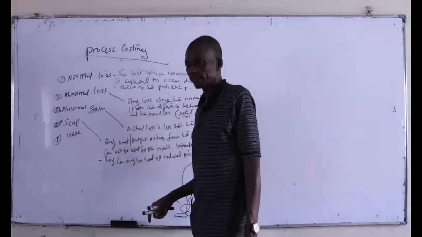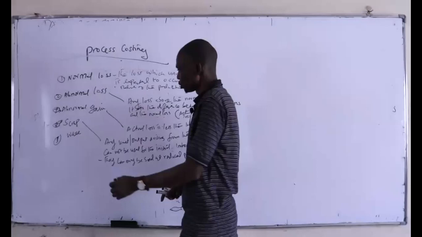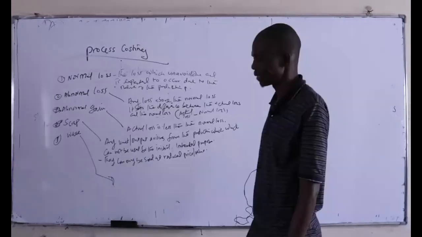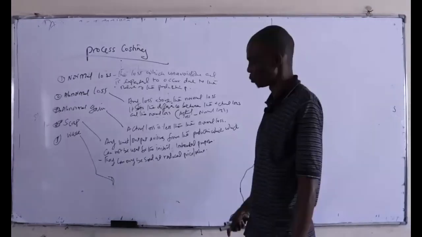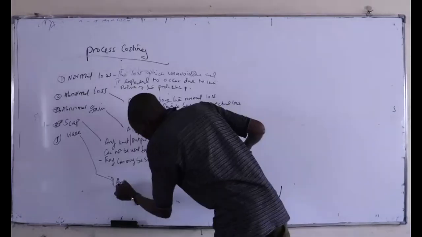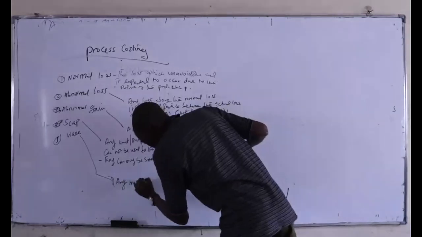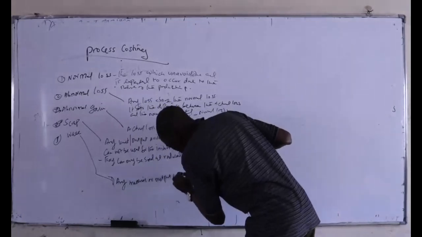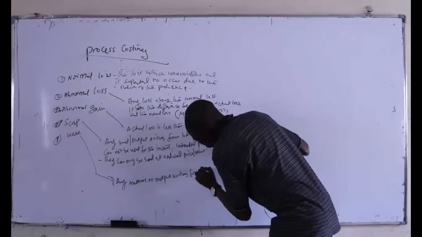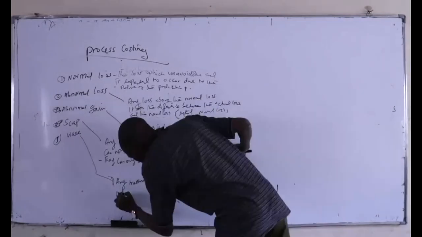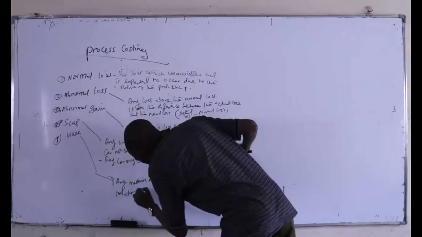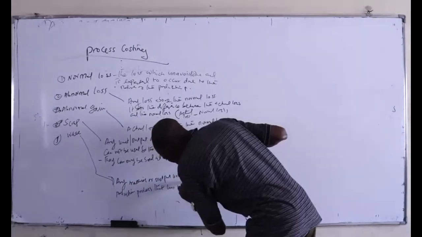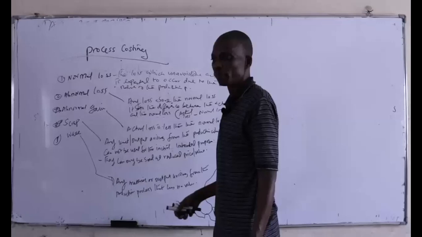Then also we have waste. When we talk about waste, it is any material arising from the production process that has no value. So any material or output arising from the production process that has no value. Waste means it can be sold for nothing. It has no value. Such is what we call waste.